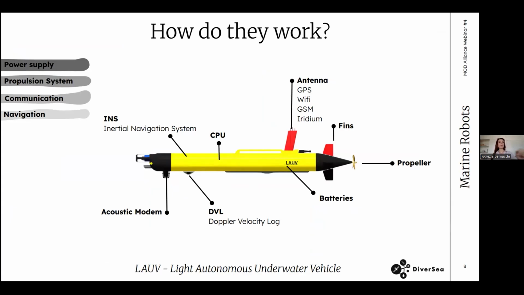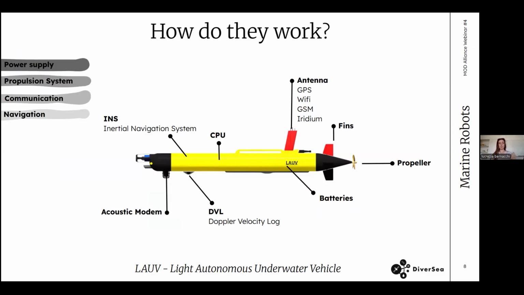So starting from the first point, the power supply, we have batteries that power everything that is inside the vehicle. These batteries can take up a very large portion of the interior part of the vehicle. So the more battery we have, the more endurance we have, but we need to be careful because then we have less space for the navigation sensors and for the sensors that actually acquire the data that are useful for us. And so we need to trade off these two things.